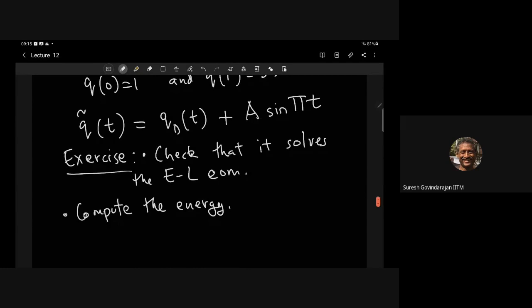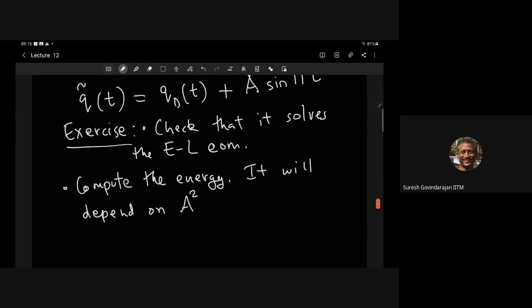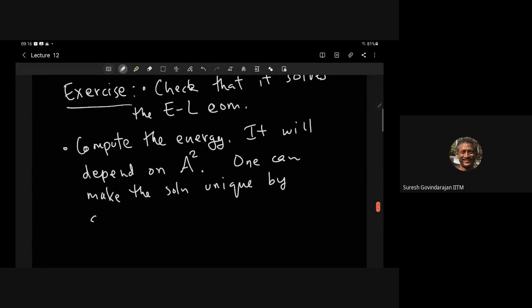Okay, and what you will find is that it will depend on A. Actually A squared, it will depend on A squared. So the thing is, if you specify, one can make the solution unique by specifying the energy.